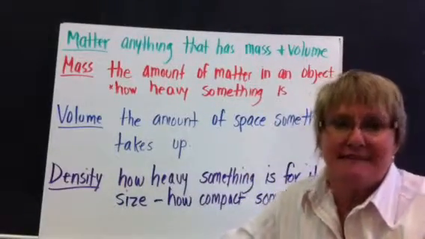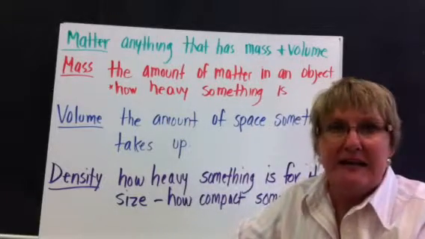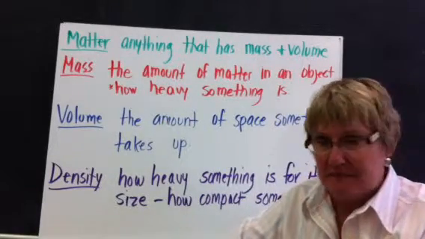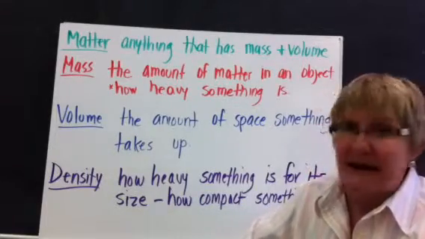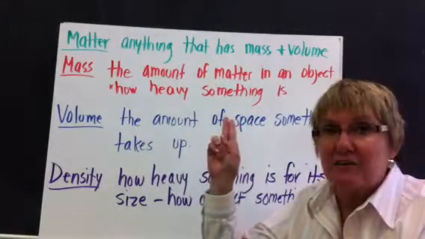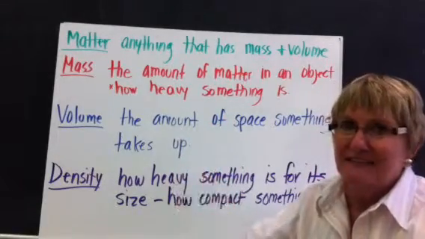As we start density, we need to review a couple of terms. First one is matter, anything that has mass and volume. This is one you all should know by now. The second one is mass, which is the amount of matter in an object. It's how heavy something is.